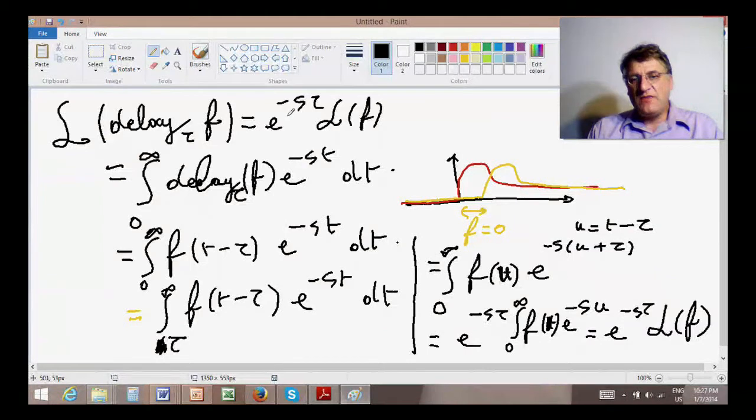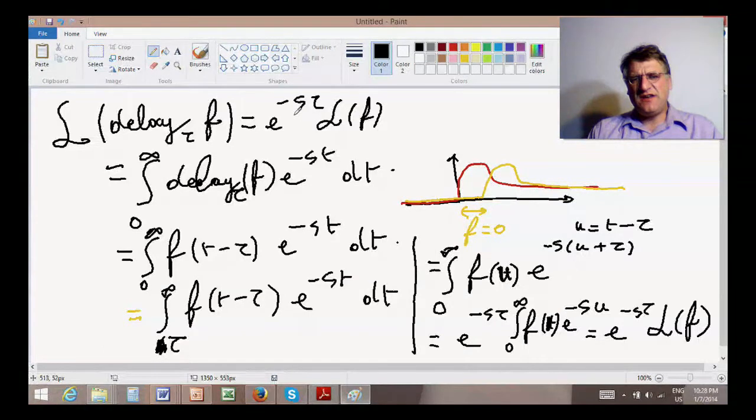In a way, you see that this is very similar to the Laplace transform of e to the some variable times f, which becomes a shift in the frequency domain, and then this is the opposite. Whenever there is a delay, a shift in the time domain, in the Laplace transform domain it becomes an exponential.